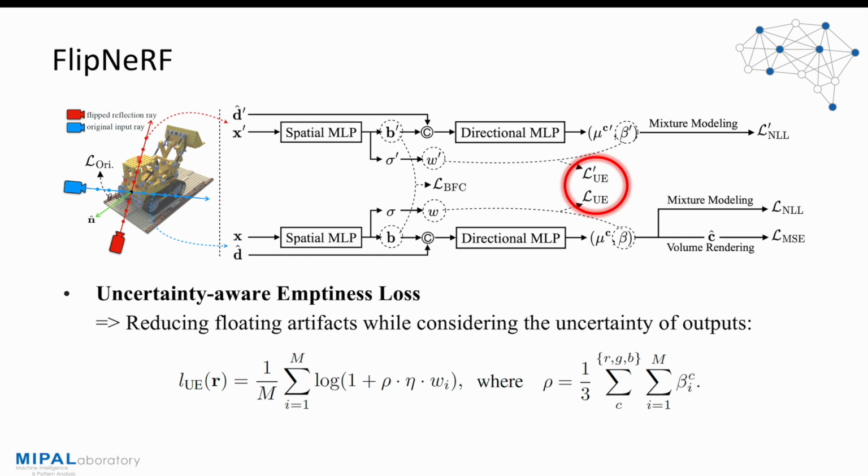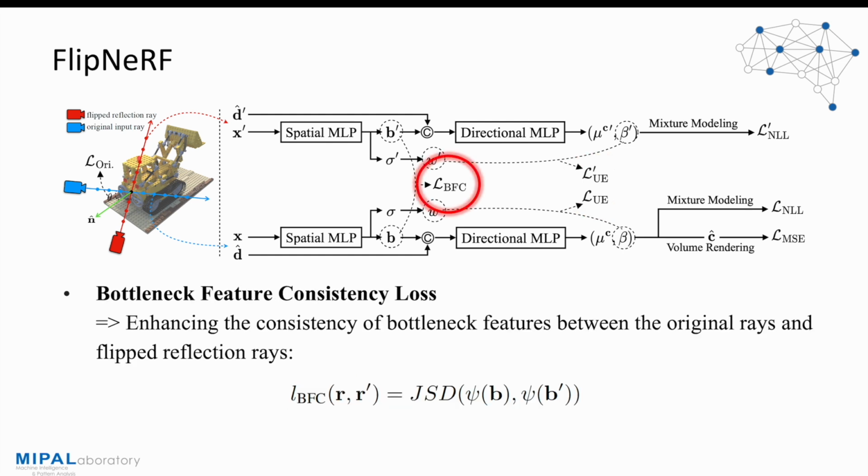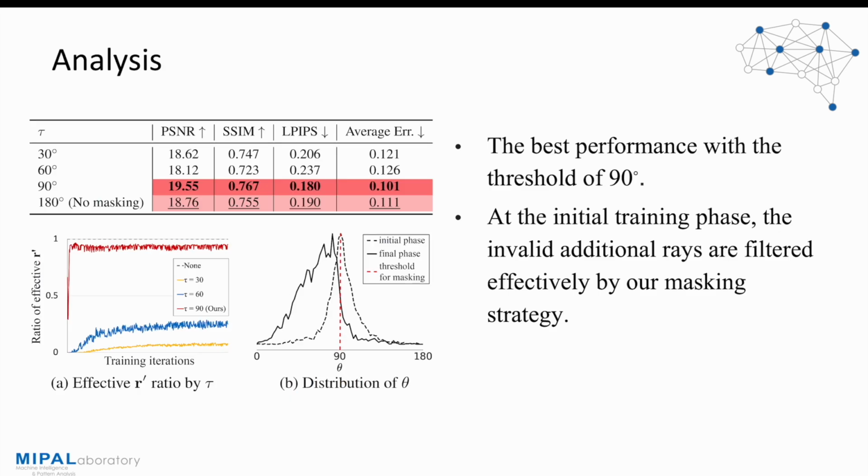outputs by considering uncertainty. Furthermore, motivated by previous works addressing the feature consistency, we encourage the consistency of bottleneck feature distributions between R and R', which are intermediate feature vectors, by Jensen-Shannon divergence. By our proposed BFC loss, we regulate the pair of features effectively by enhancing consistency between bottleneck features without depending on additional feature extractors. Here is the analysis of FlipNeRF.